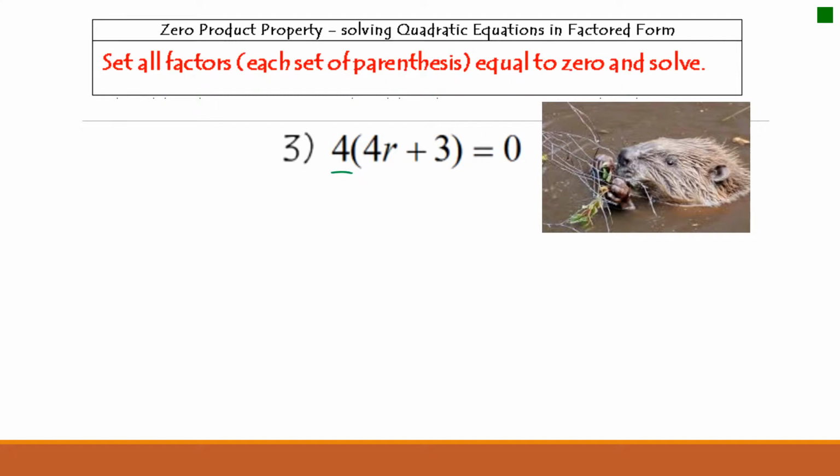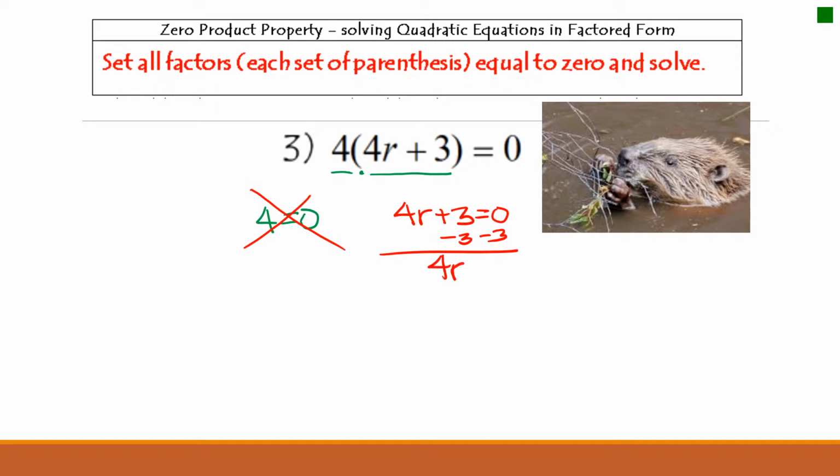Got two things being multiplied, 4 times this whole thing. So if I set 4 equal to 0, that's just silly. That doesn't tell me anything. There's no variable in 4. It's a constant, so I don't have to worry about that one. What I do have to worry about is 4r plus 3 equaling 0. So if I subtract 3, I get 4r equals negative 3. Divide by 4, r is negative 3/4.